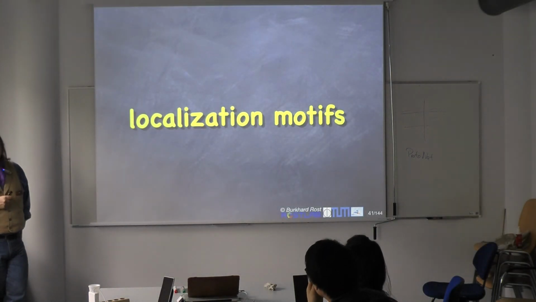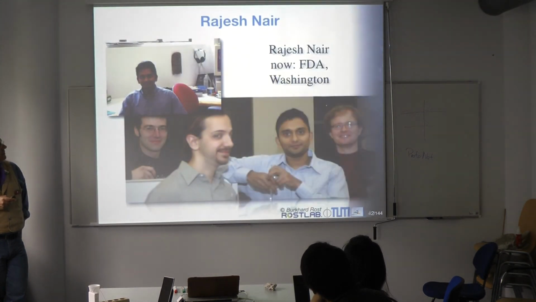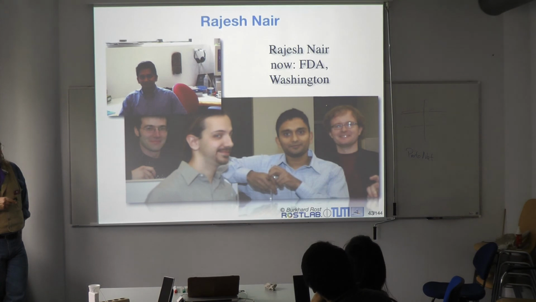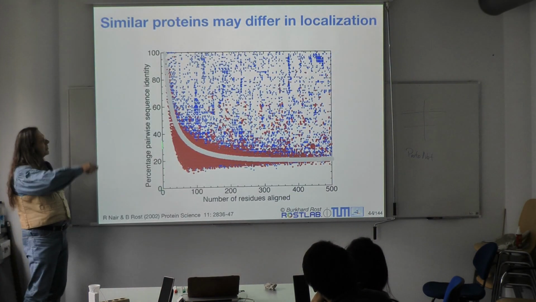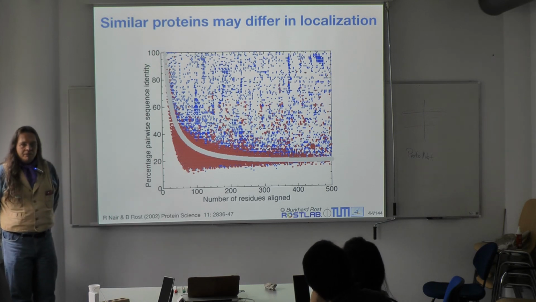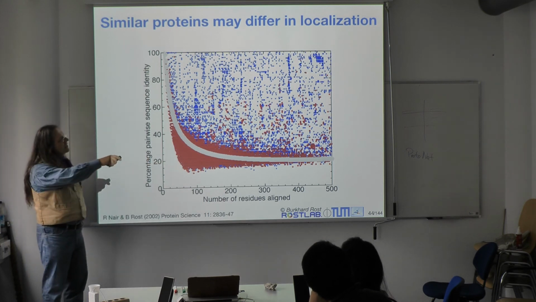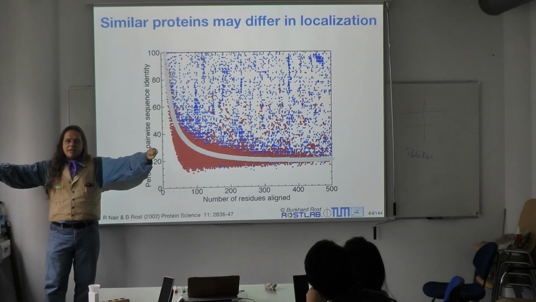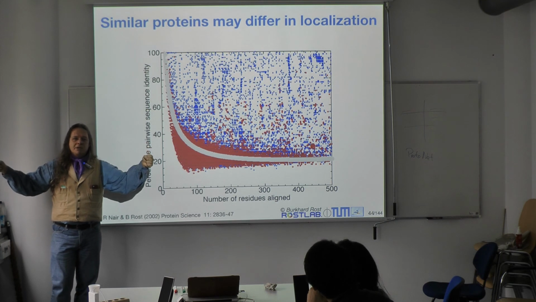Let's talk about a different type of motif. Localization motifs. And the motif-based inference of subset localization. The work here comes from Rajesh Nair. Remember, I told you number of residues aligned, percentage sequence identity. Blue are proteins that have a similar subset localization. Red are proteins that don't. And there are these extreme cases here where you have over many, many residues, the entire protein, they're very similar, yet one has a different subset localization than the other.